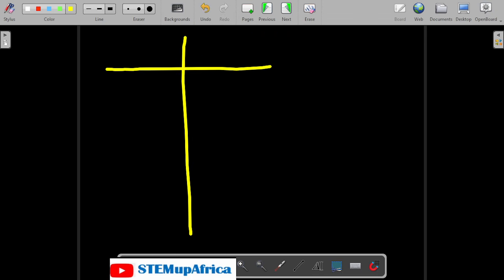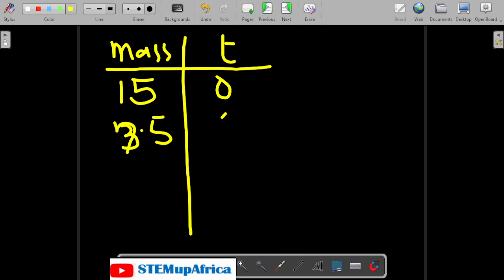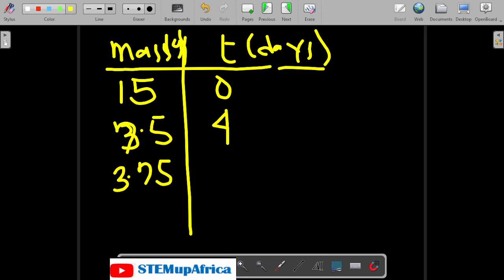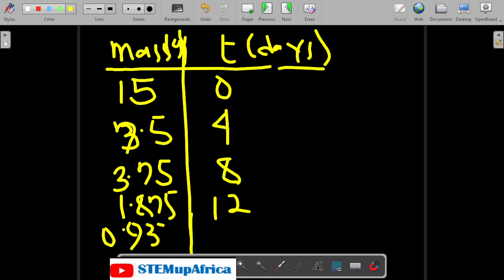So from here I can now do the tabulation. We have the mass and the time. For the first mass, the time is 0. Then for 7.5, which is second, it is 4 days. The time is in days, while this one is in grams. So don't forget the units. Then for 3.75, I'm having 8 days. For 1.875, I'm having 12 days. For 0.9375, I'm having 16 days. So this is the table.